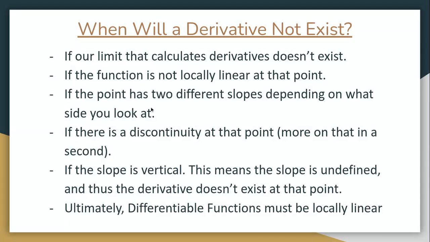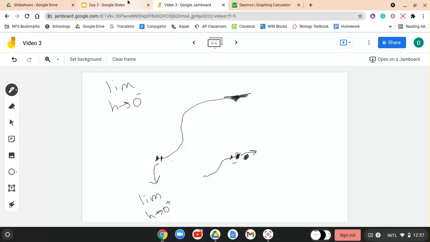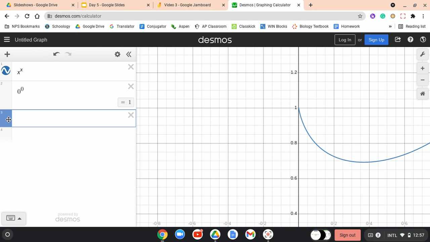If the point has two slopes, depending on what side you look at, that would mean the left-hand and right-hand derivatives are different, and the two-sided derivative doesn't exist. I'll show an example of this with the absolute value function. Our absolute value function looks like a V. As you'll notice, I'll go to Desmos and try and illustrate this.